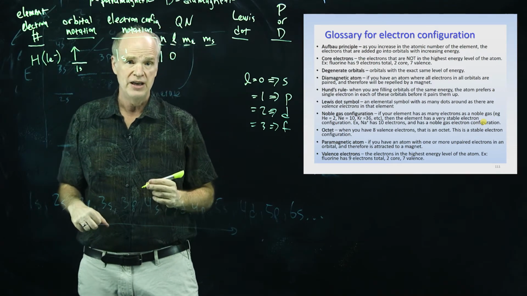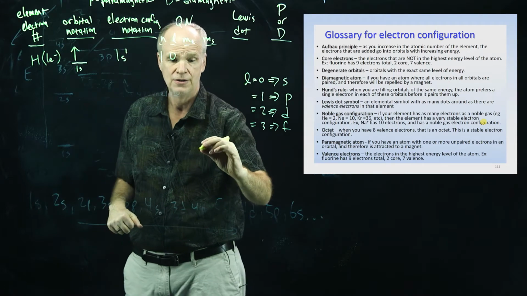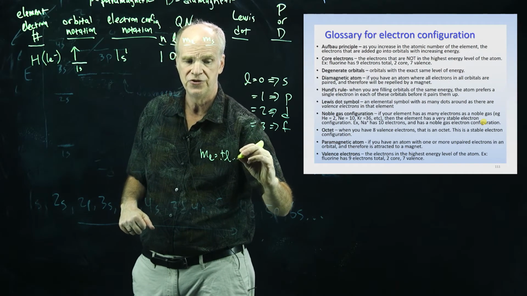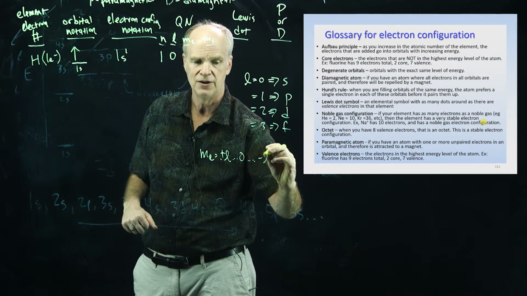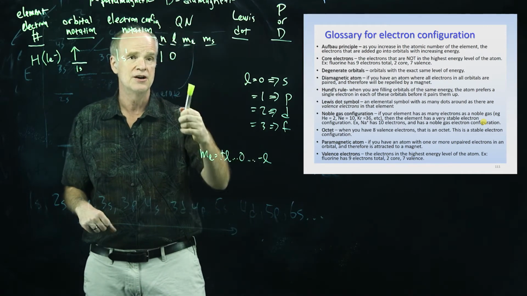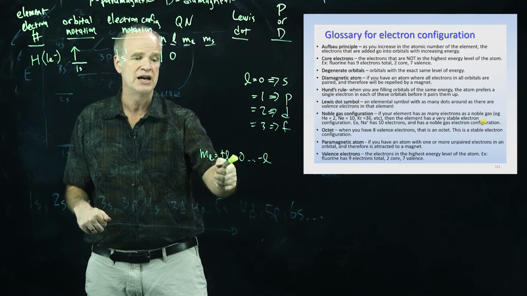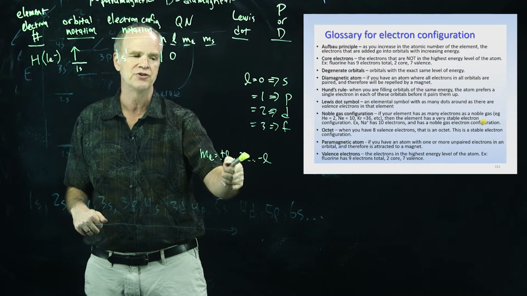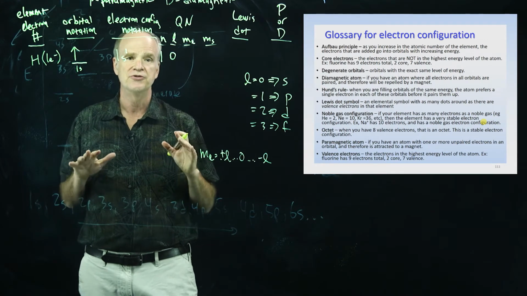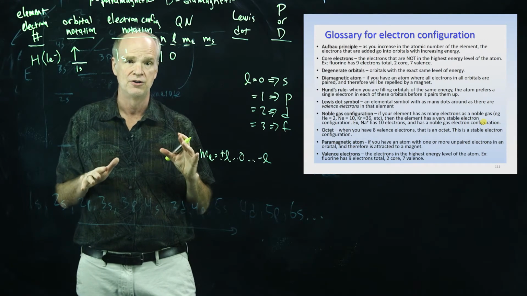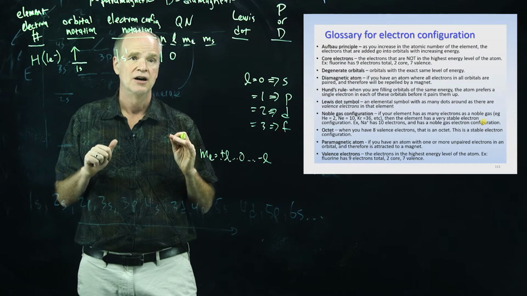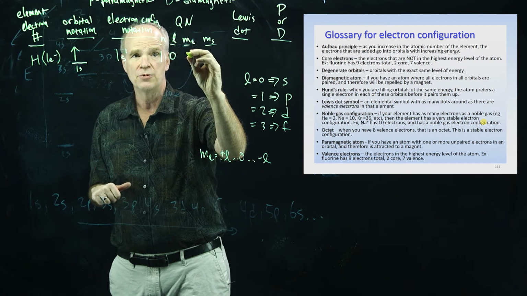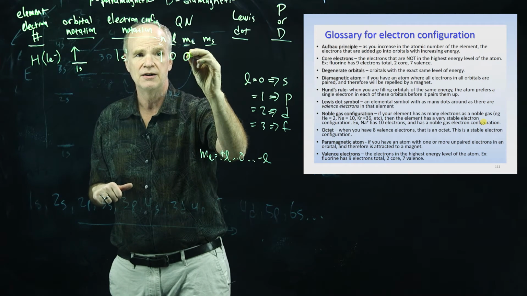The value of m sub L, you may recall, can vary from plus L through 0 to negative L. Here, because L is equal to 0, m sub L goes from plus 0 to 0 to negative 0, which is 0. So there's really only one orbital in the s sublevel in the first energy level, and this orbital will have an m sub L of 0.